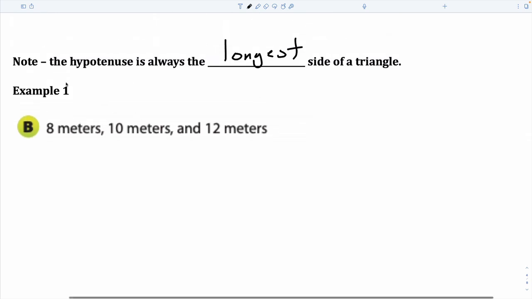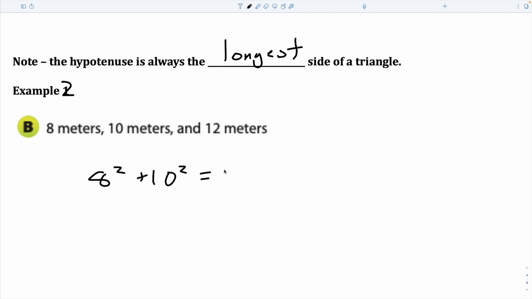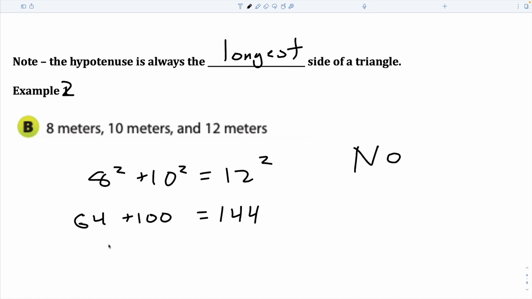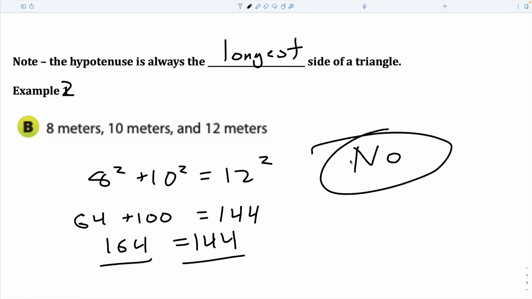Okay, let's do one more. This should be example 2, I think. 8 squared plus 10 squared equals 12 squared. Let's vote. So if you think this is a right, thumb up. No, thumb down. Andrew, what do you think? No. These don't equal. It's our first no answer. 164 doesn't equal 144. If that ever happens, it's automatically a no.